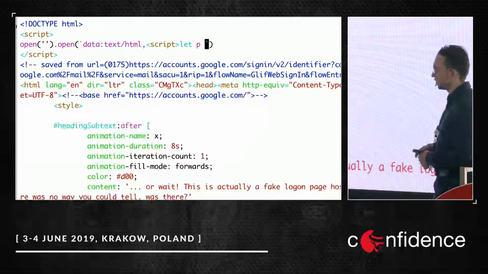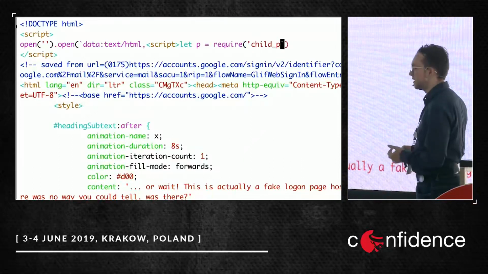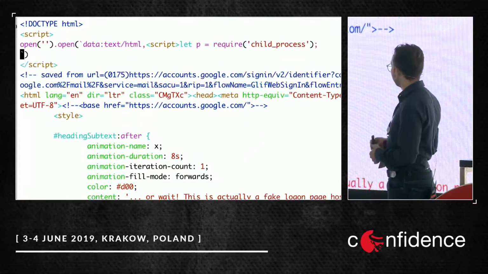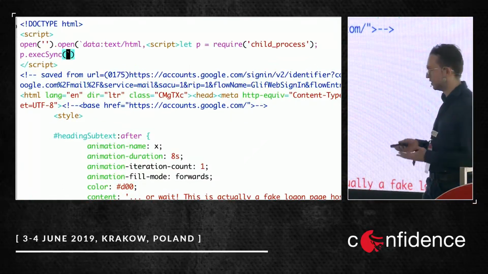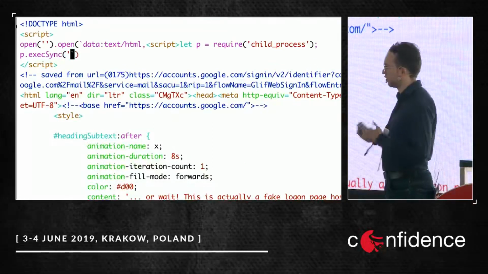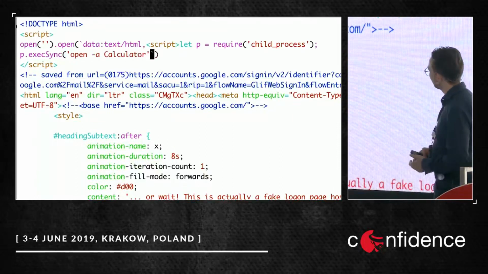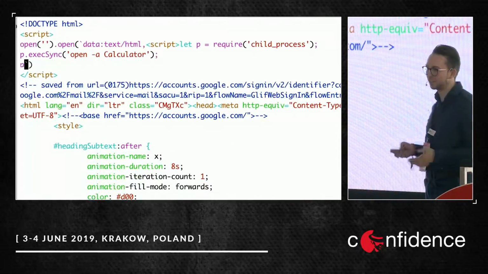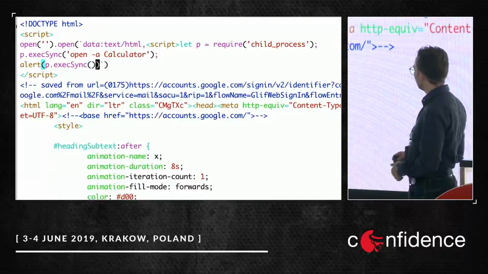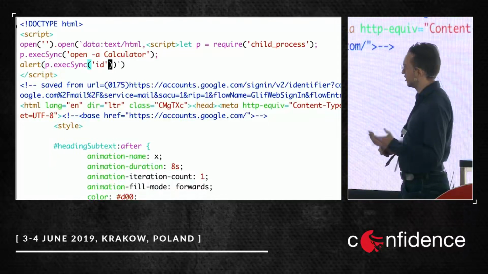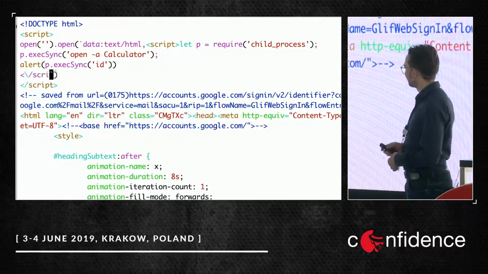At first, I'm going to include the child process module. And then I can just run what we usually run when we want to prove remote code execution on a computer or end user computer, which is that I open the calculator. So I will open the calculator. That will be the proof that it works. I also try to execute the ID function and to alert its result. And then I just need to close the script.